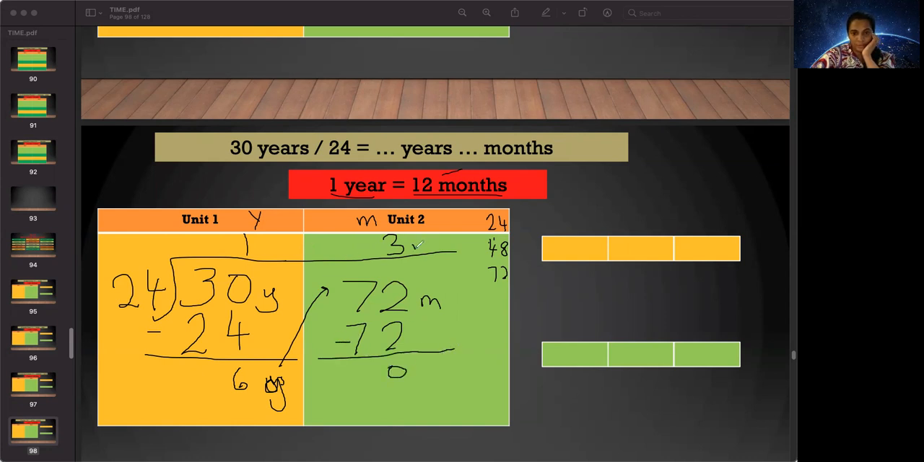So your answer would be 1 year and 3 months. Can you see that? 1 year and 3 months. Now, what if the question asked you to answer in number of months? So you take your 1 year, convert it to 12 months. So you'd have 15 months as your answer, if the question required you to answer in just number of months.